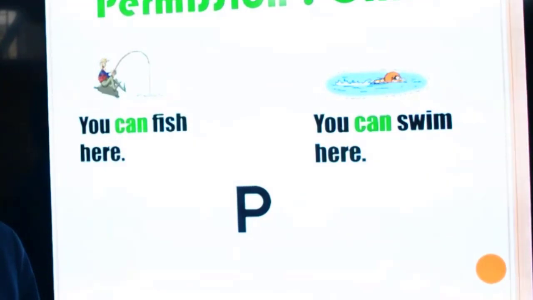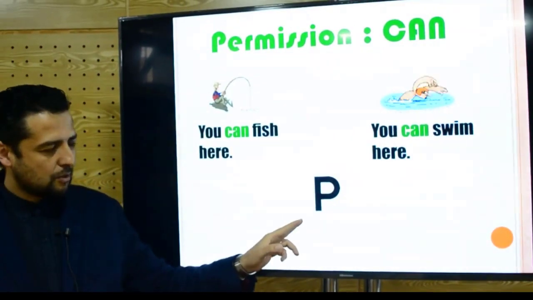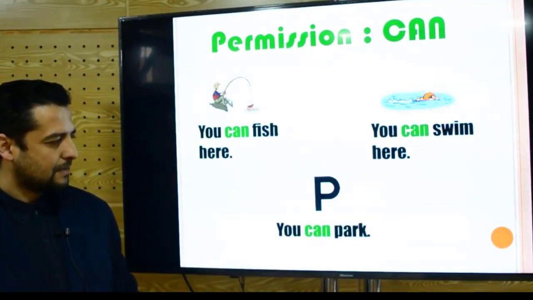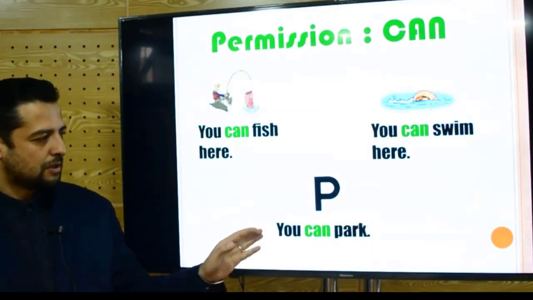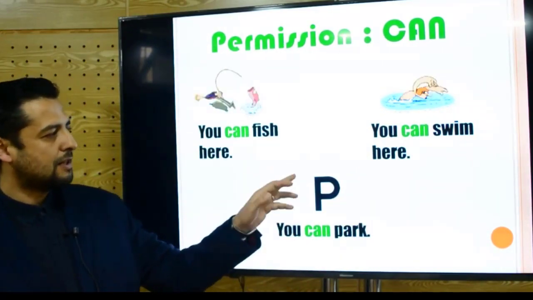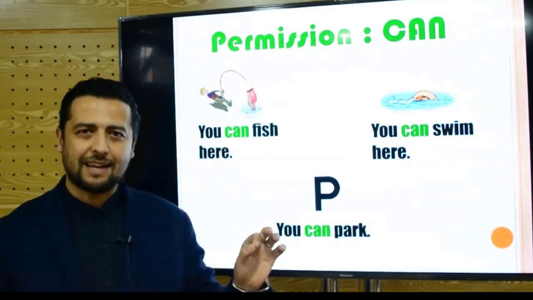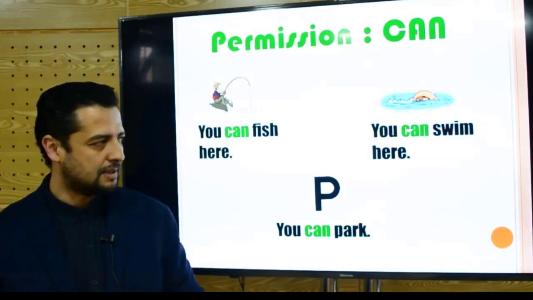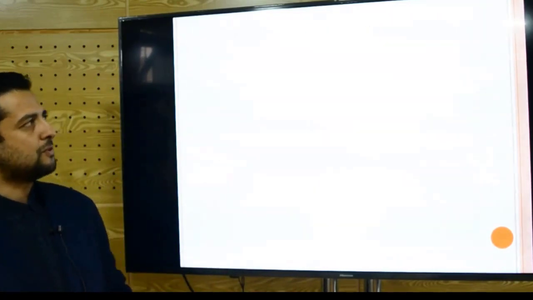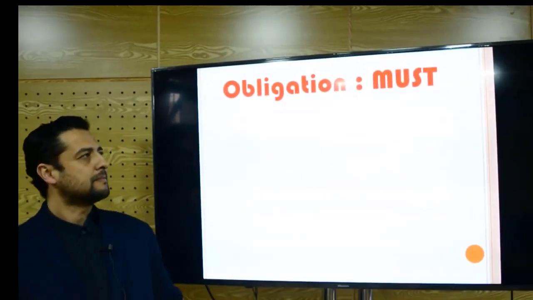You can swim here. Let's have a look at the third one. You can park, right? So here, which means you have the permission. As you can see, you have the green light to stay or to do all these things, right? Now let's move on to the next verb, which is must, which is for obligation.